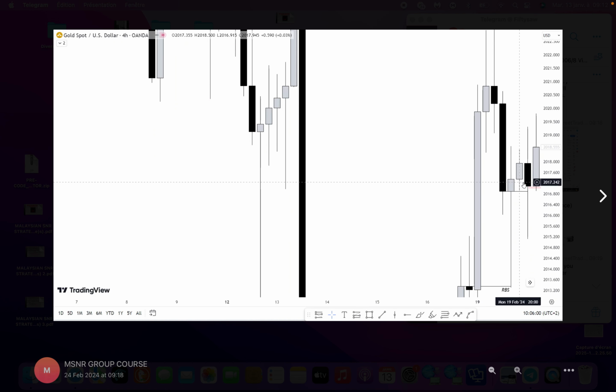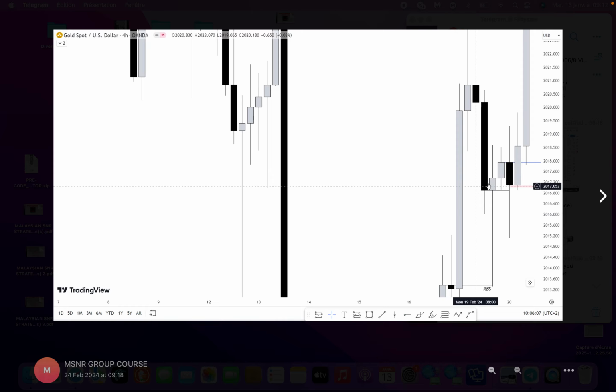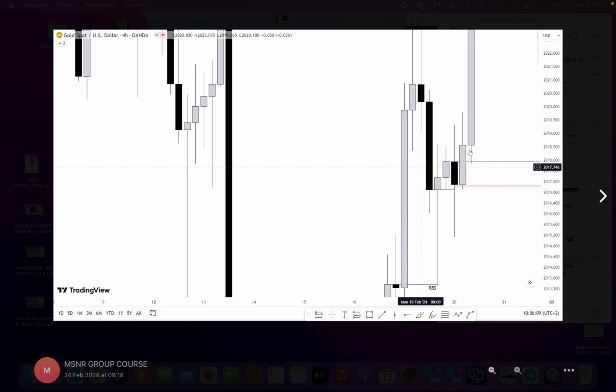Buy and then sell, right? So I'm gonna mark it here. This is area number 2. Then price decided to shoot higher, right? You would have bought from here if you saw the trade, right? You would have bought from here.